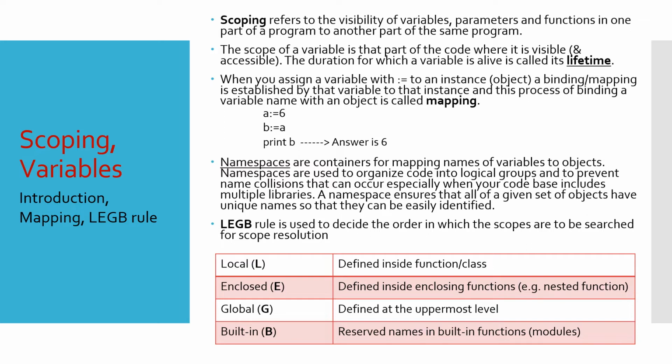So in the example, let me explain how an answer of 6 is arrived at. You're declaring a variable a with a value of 6. In this case, this 6 is a constant value.